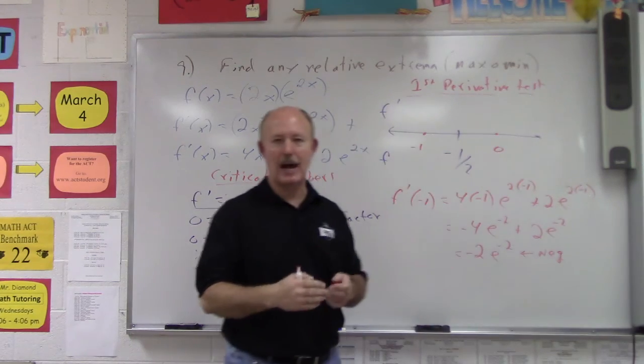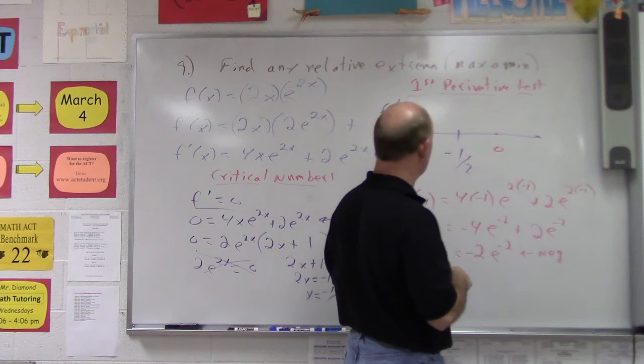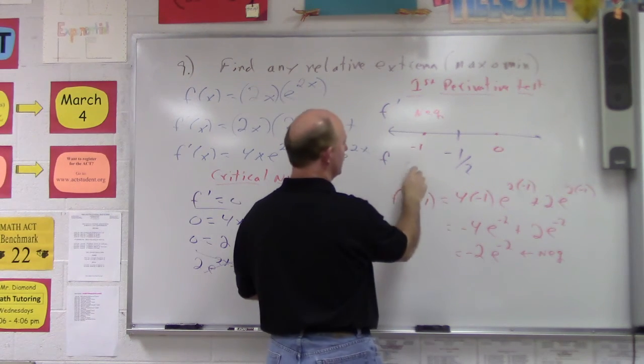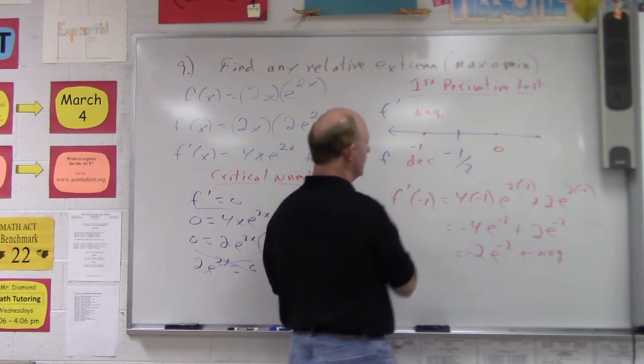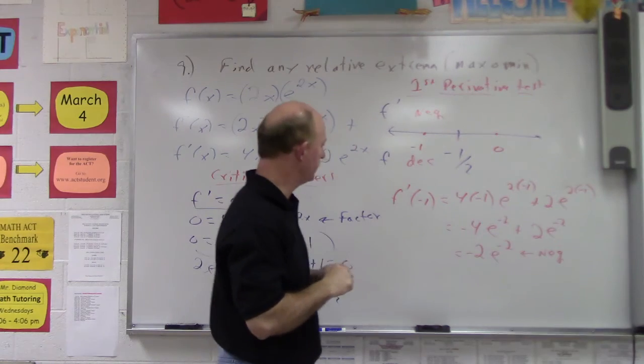Now you can punch it up on your calculator if you want to, but you shouldn't need to. It's going to be negative. You have a negative times a positive here, which would be negative. So our derivative is negative. That means the function itself is going to be decreasing. So from -infinity to -1, the graph will be decreasing.